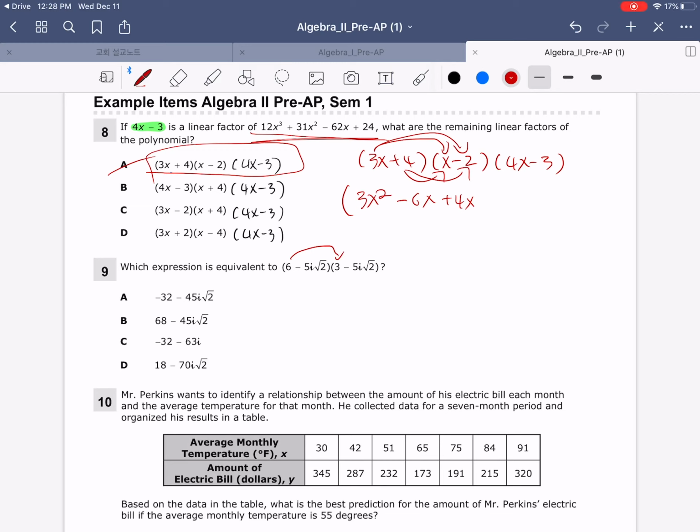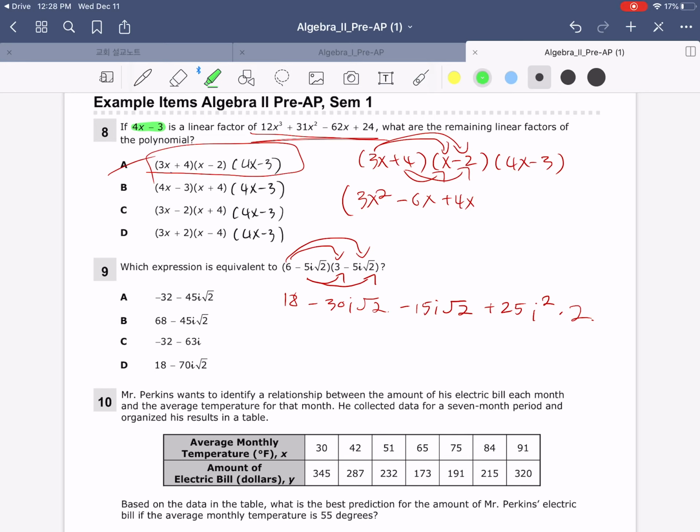6 times 3 is 18. 6 times negative 5i square root of 2 is going to be negative 30i square root of 2. If you combine this, that's going to be what? Negative 15i square root of 2. Now this is the most confusing part, I guess. Negative 5 times negative 5 is plus 25. i times i is i squared. Square root of 2 times square root of 2 is times 2. Okay, let's simplify this.